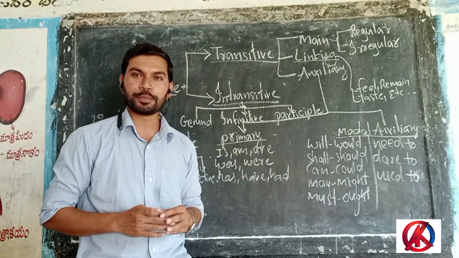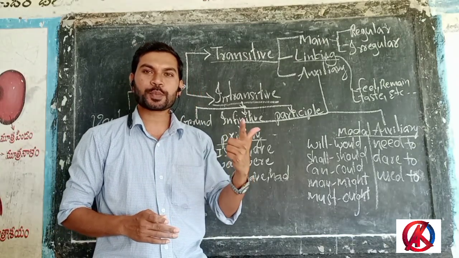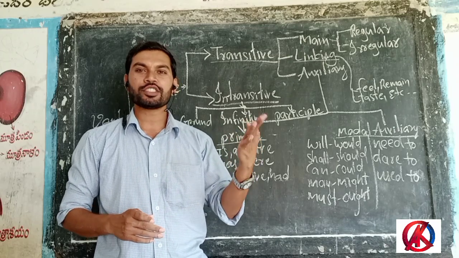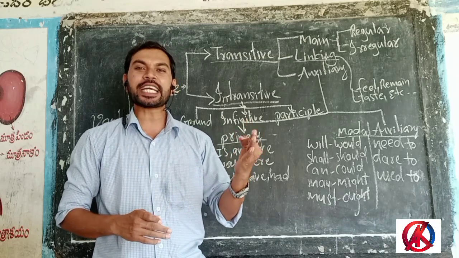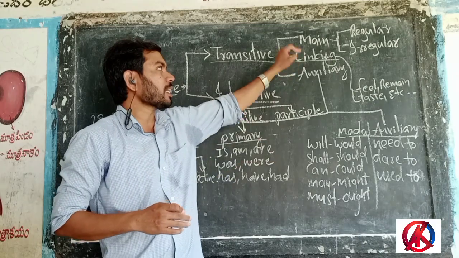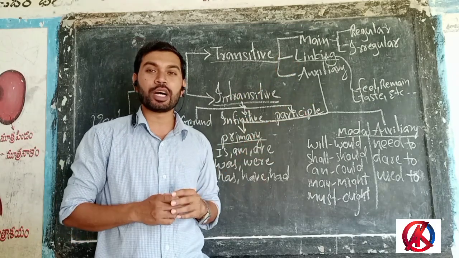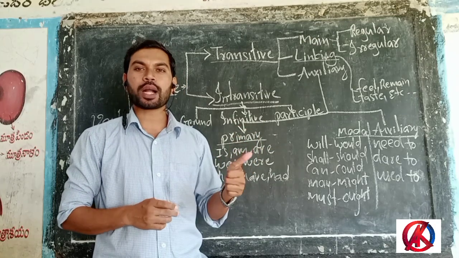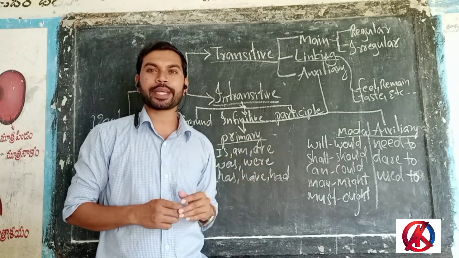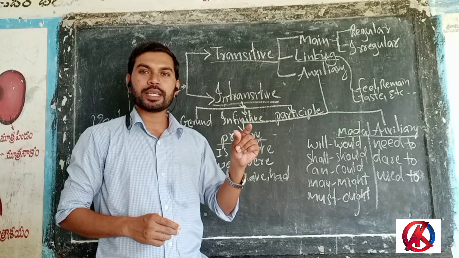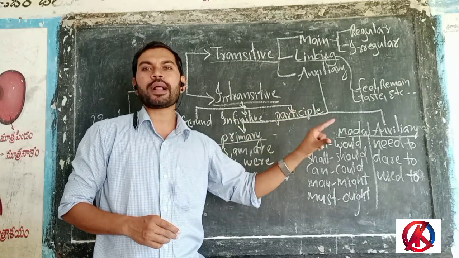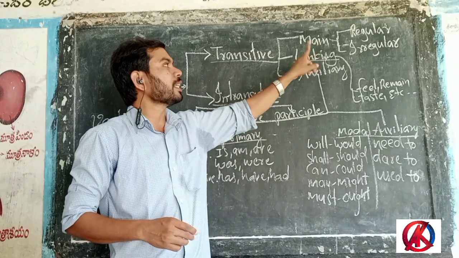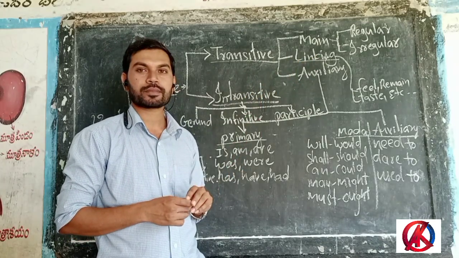What are the irregular verbs? Speak, spoke, spoken, speaking. Drink, drank, drunk, drinking. Eat, ate, eaten, eating. These are irregular verbs. What are the regular verbs? Talk, talked, talked, talking. Walk, walked, walked, walking. Because the verb is repeated in all the four forms, that's why we call them regular verbs.